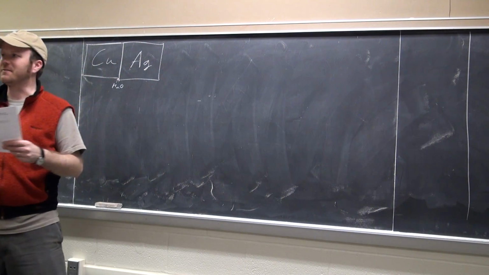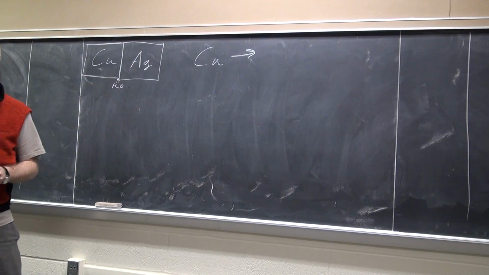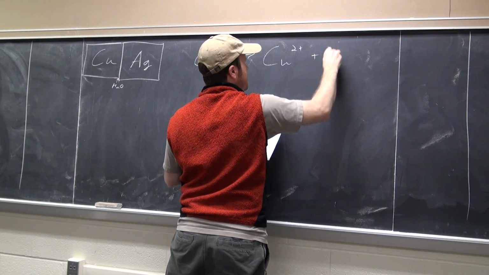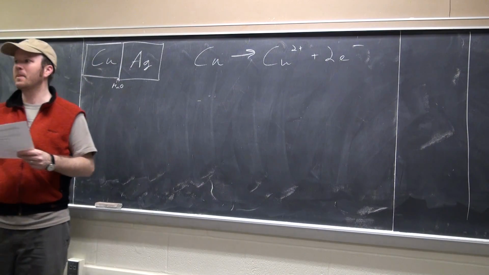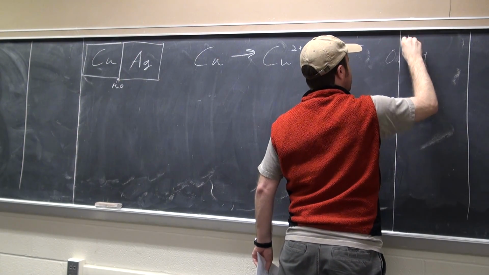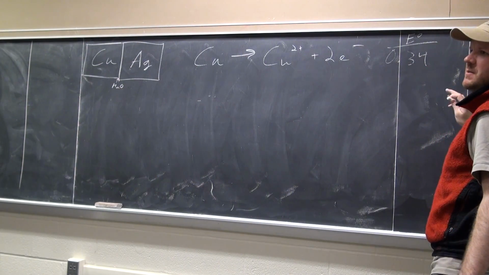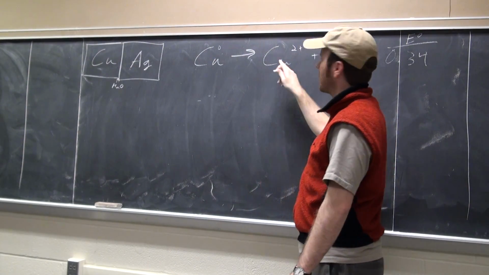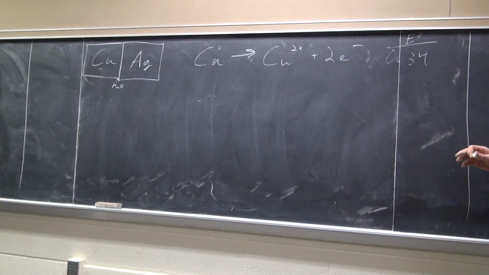So what reaction are we going to have with copper? We're going to take copper. What's going to happen to it? Okay, so it's going to go to Cu2+ plus 2 electrons. What's the standard cell potential for that? 0.34 volts. Is that right? I don't have my table with me. Let's just assume that's correct. So copper metal is going to corrode to copper ions. This is anodic. It's the anode reaction. It's an oxidation, so copper is going to corrode.